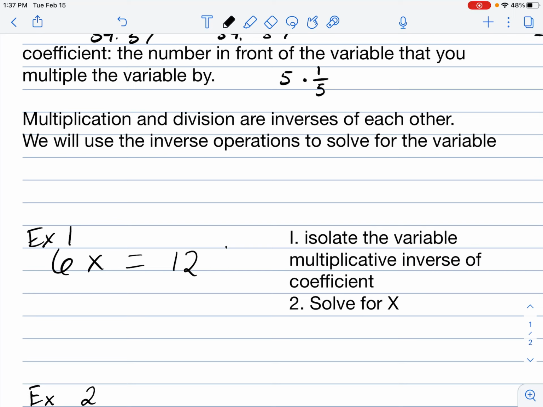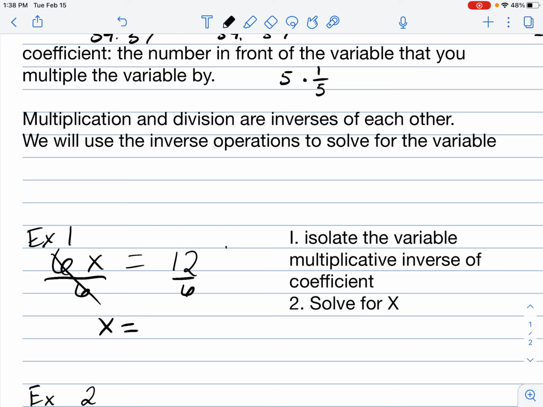Okay, so 6x equals 12. The first step is to isolate the variable using the multiplicative inverse of the coefficient. Well, that is 1/6. Multiplying by 1/6 is the same as dividing by 6. The 6 divided by 6 cancels out to 1, and 1 times x is just x.